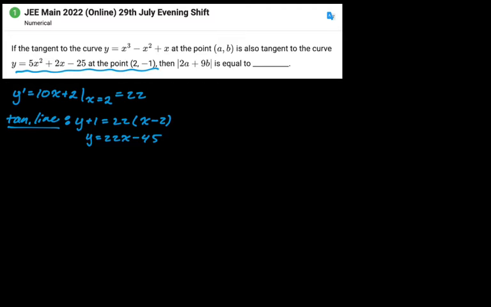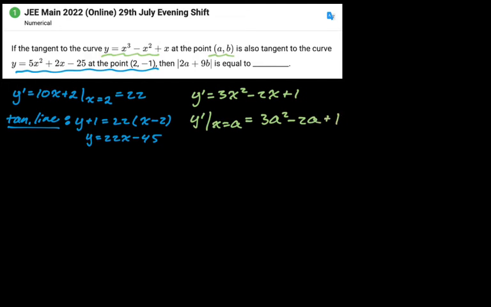Now I'm going to go back to that first curve, and I know the slope of the tangent line is 22. So if I find the slope of this at the point (a, b), I should be able to work with that. y prime for this curve is 3x squared minus 2x plus 1. And if I plug in a, we could have just done it with x, but it's probably better to do it in the context of the problem. These should be equal. So that thing we just got should equal 22, which leads us to a little algebra problem.